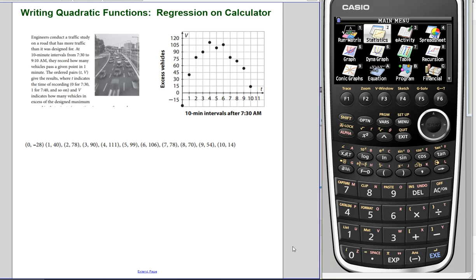Quick example of a regression on the calculator. Instead of doing it by hand, we can also do these on the calculator. Now by hand, it would be just pretty quick.